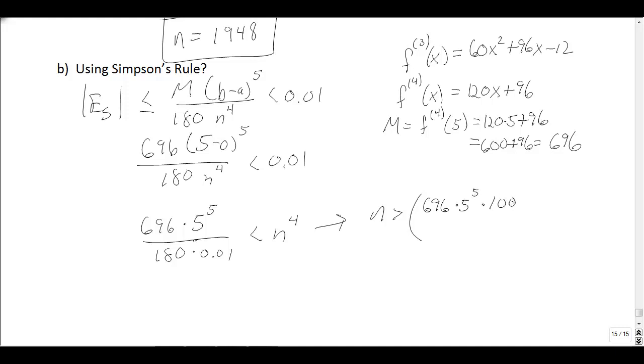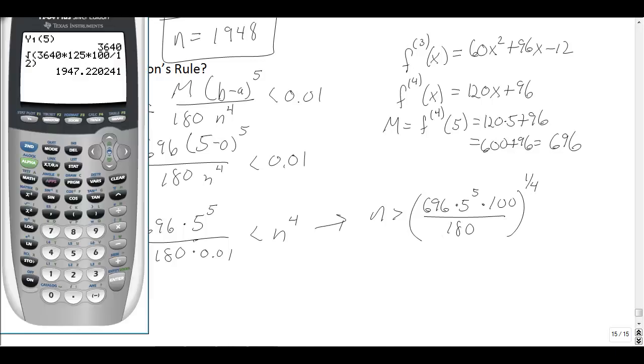That 0.01 on the bottom I can bring to the top as 100, or I could just leave it there since I'm going to use a calculator anyway. Get 180 to the 1/4. So moment of truth, can we beat the 1948? 696 times 5 to the fifth times 100 divided by 180 to the, instead of 1/4, I'm just going to use 0.25. Hit enter. And we get quite a bit smaller number here.